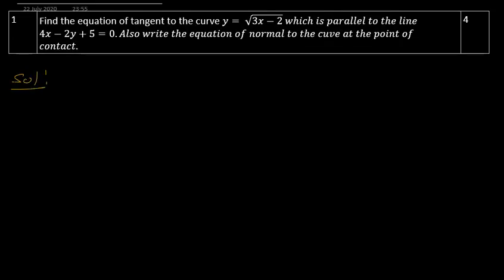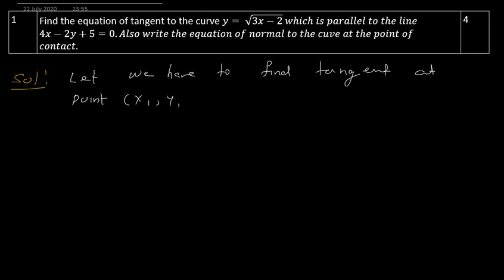Now what I will do, I will say that let x1 comma y1 be the point on the curve from which the tangent is to be taken. We have to find the tangent at the point x1 y1 on the curve.